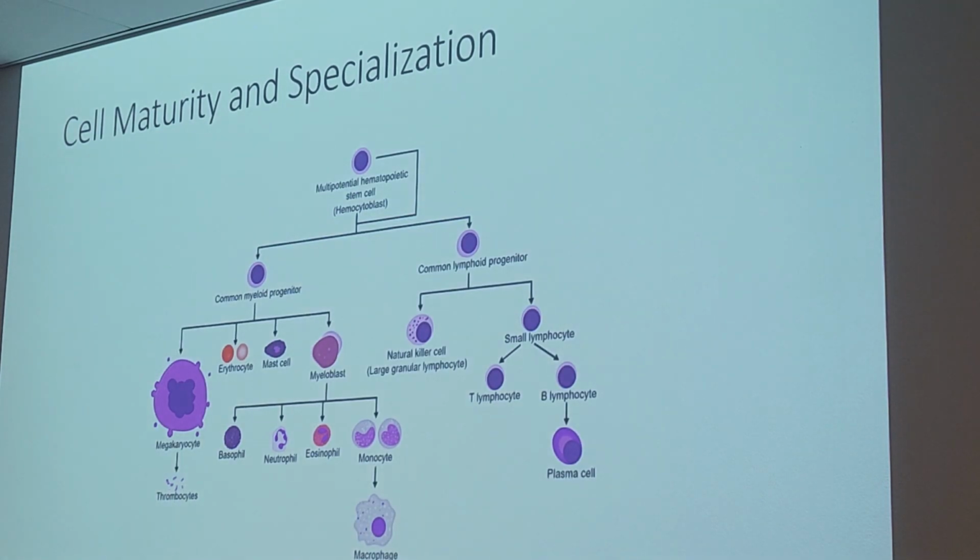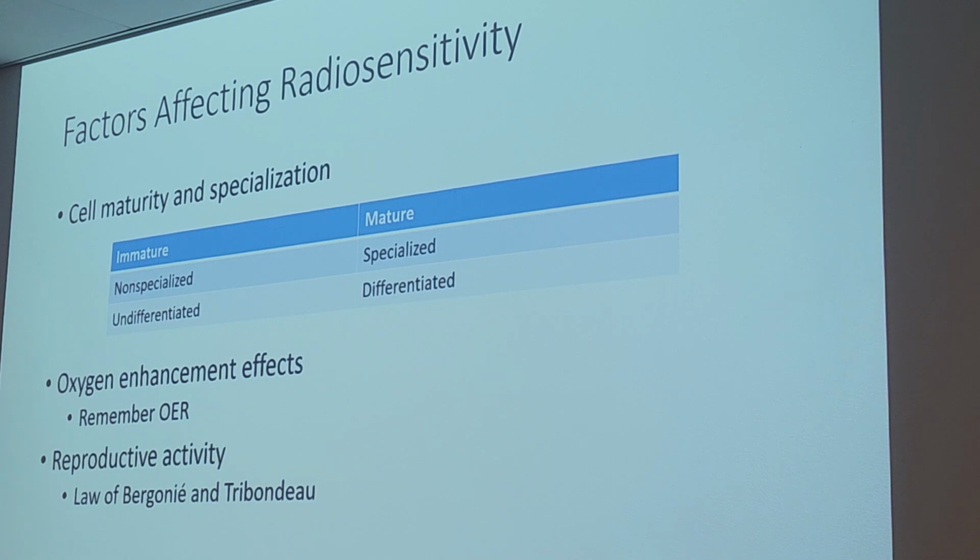What was the immature ones? Immature is non-specialized, undifferentiated. You said mature doesn't divide as often? Yes, so immature will divide more often. Mature divides less often. All right, thank you.